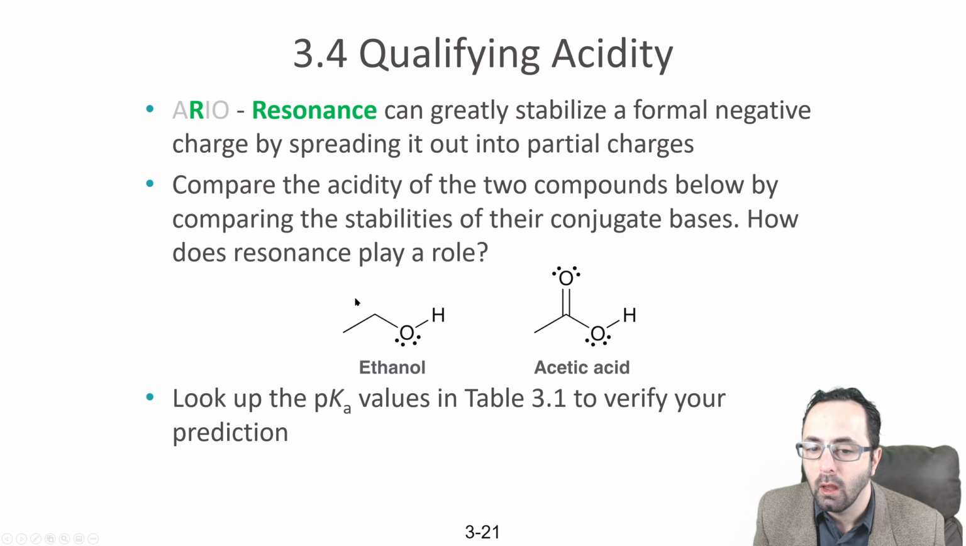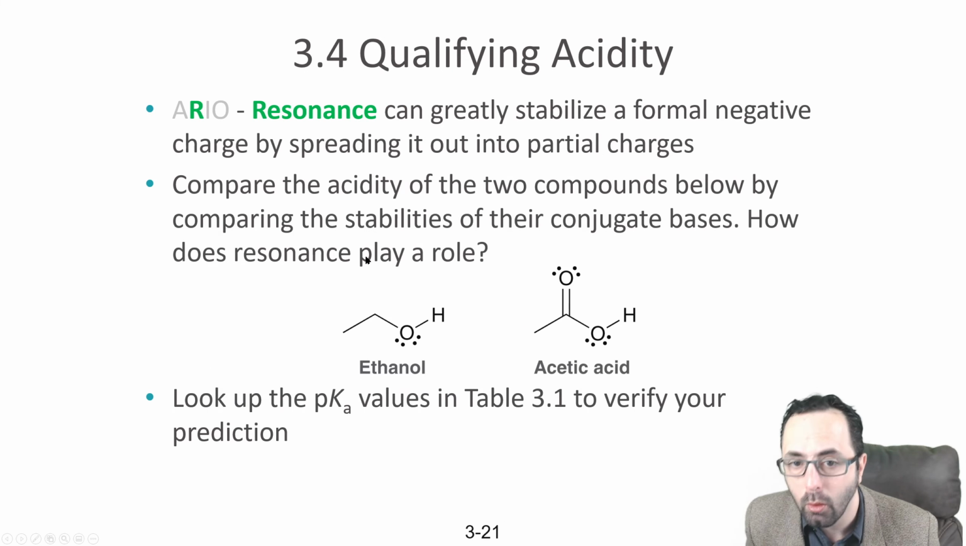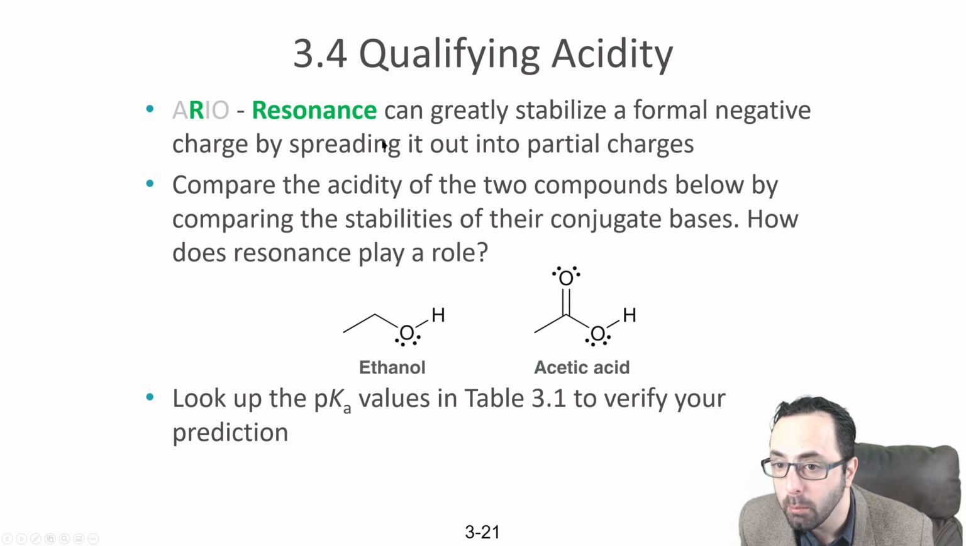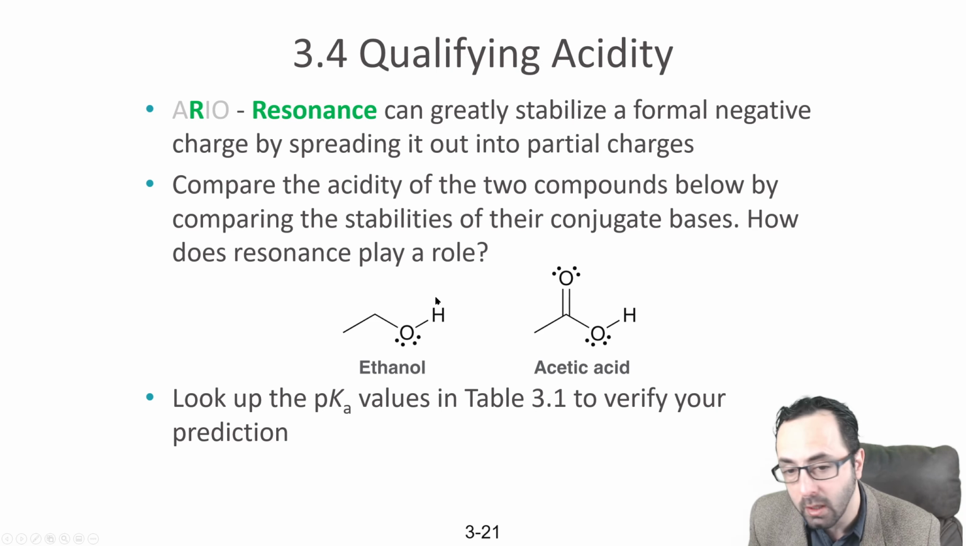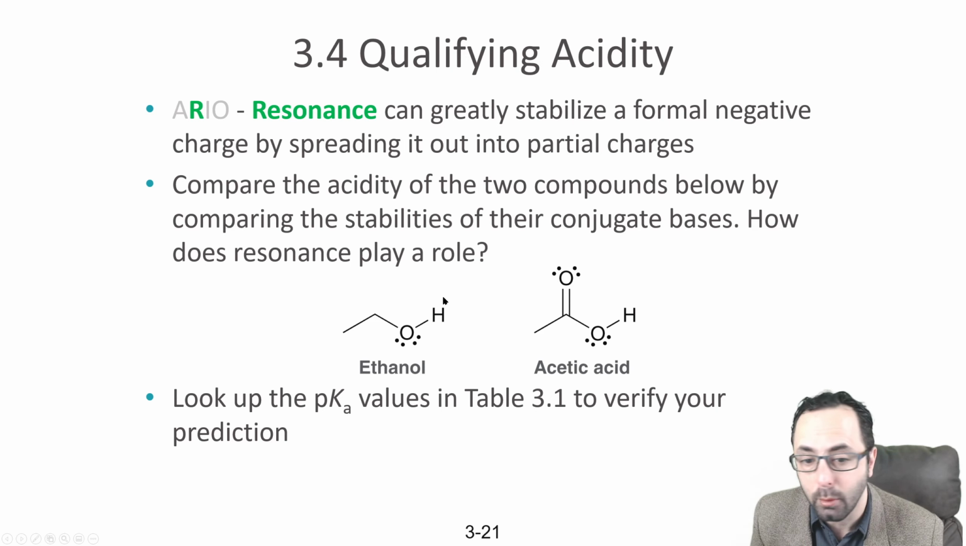Okay, and what about resonance? Resonance is the second important factor. The more resonance forms there are, and the more the negative charge can be spread out, the less reactive this resulting anion will be as a conjugate base, and so the more stable it will be. Remember, stable means less reactive.